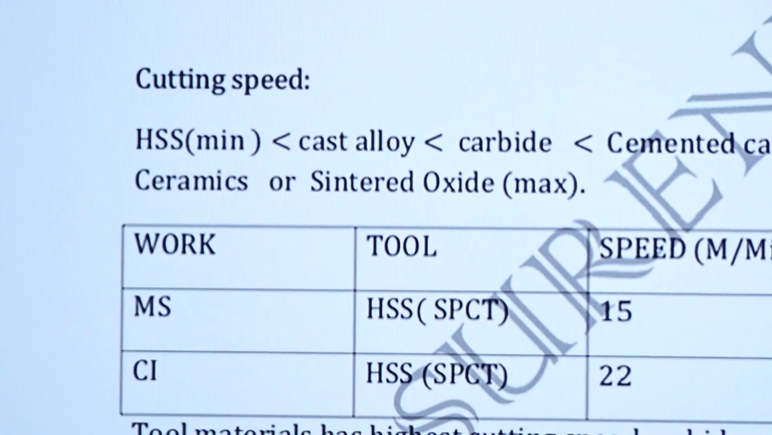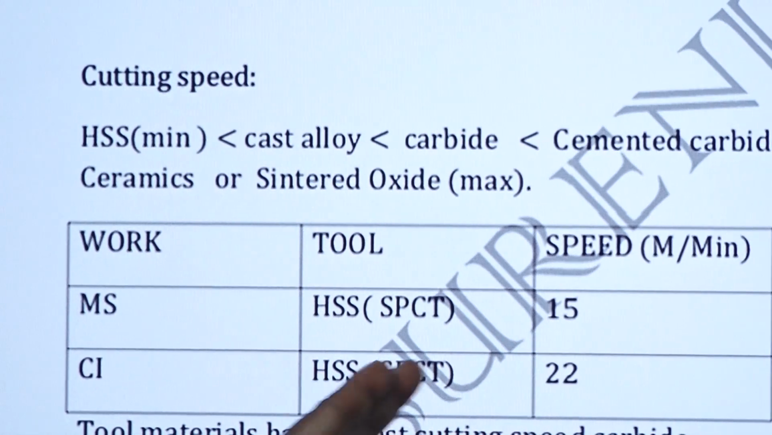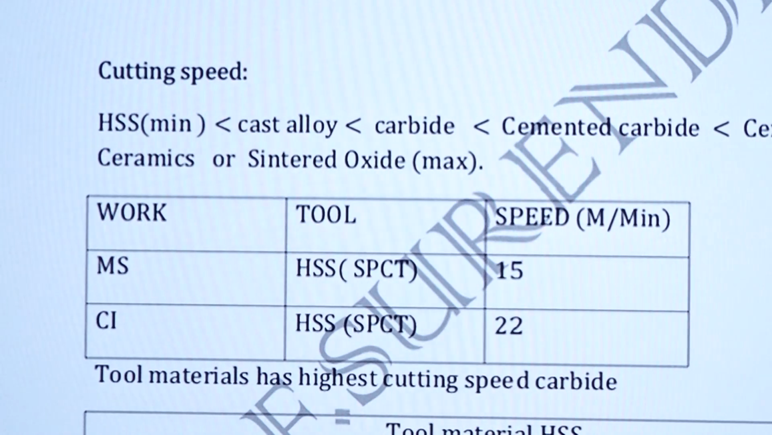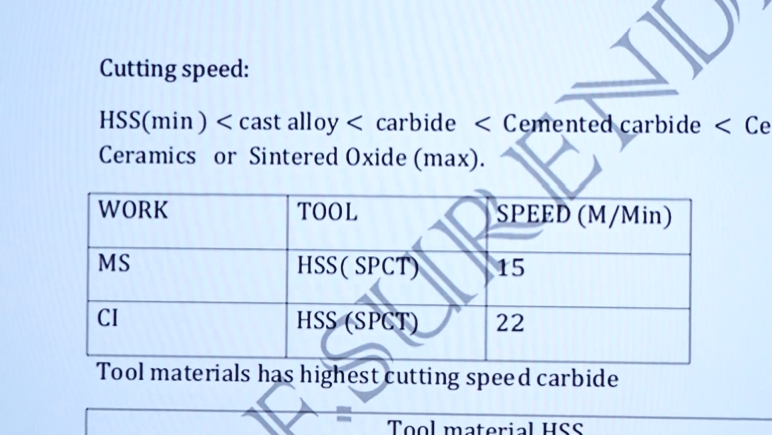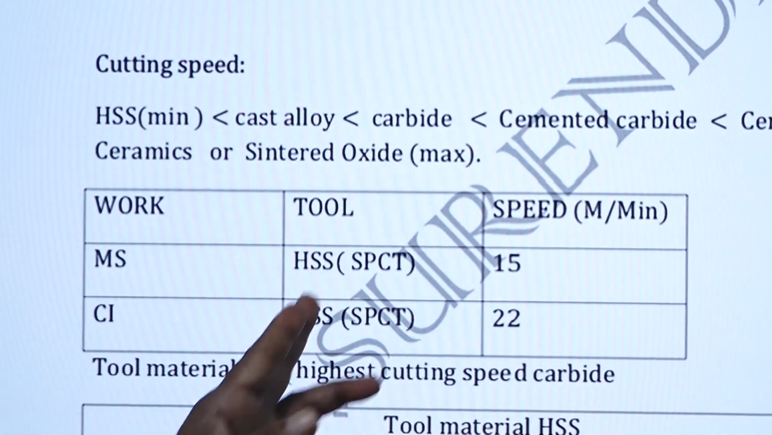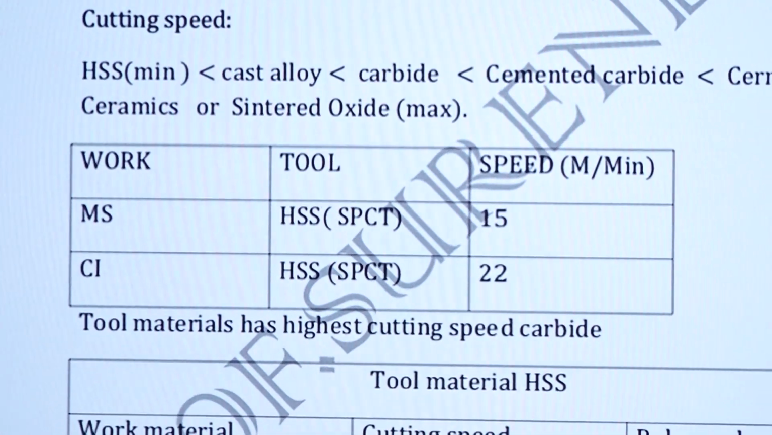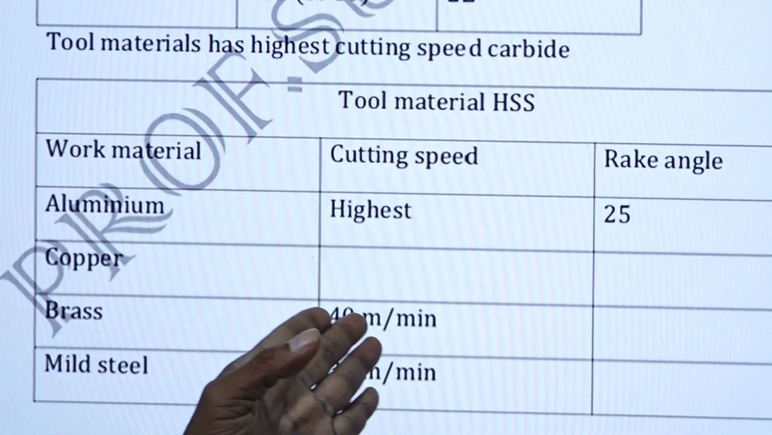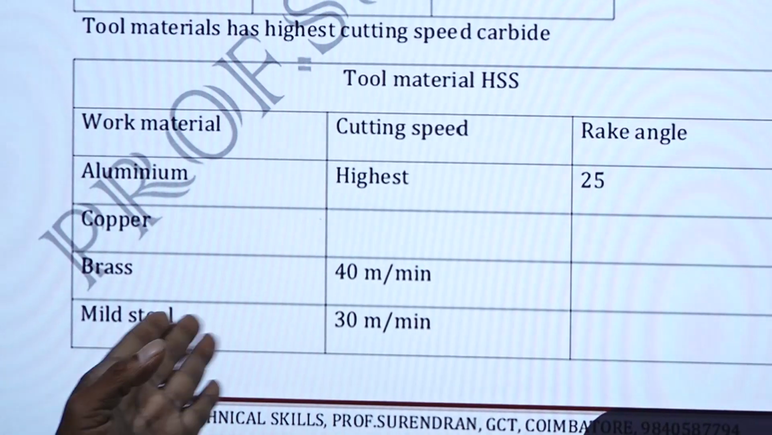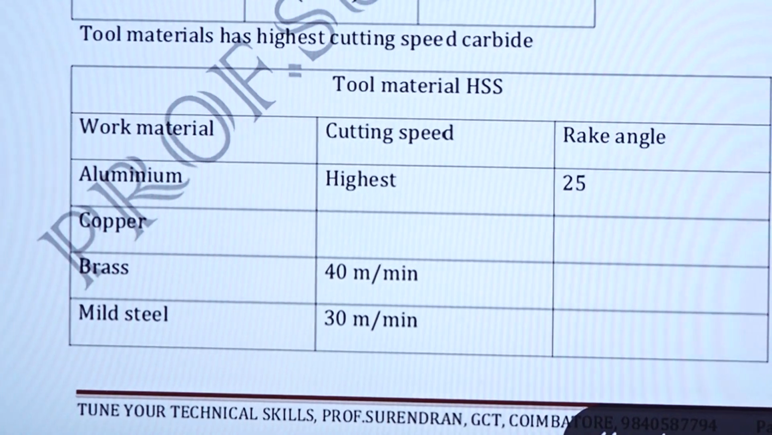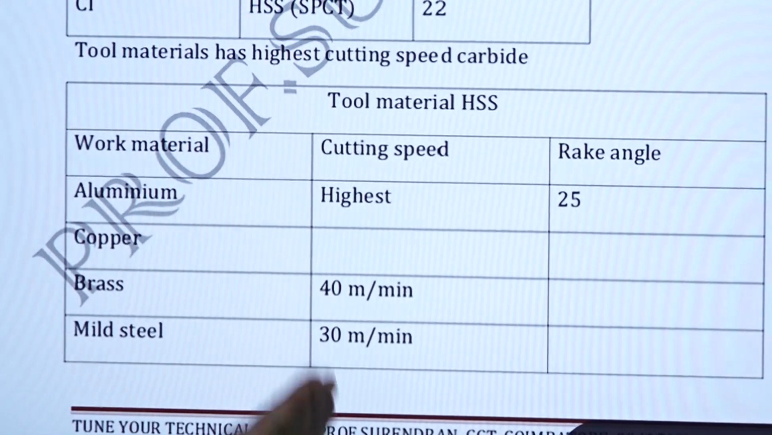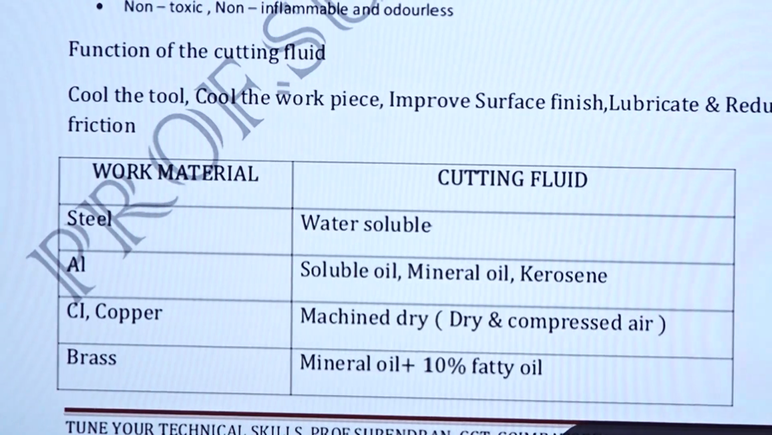So when we compare the cutting speed for mild steel with a single point cutting tool, it is 15 meter per minute, and cast iron is 22 meter per minute. So for cast iron, cutting speed is more compared to the mild steel. Ductile material, the cutting speed is here. You can do this for single point cutting tool too. Okay. So for tool material, aluminum, the rake angle is 25 degree. For brass, the cutting speed is 40 meter per minute. For mild steel, we are having 30 meter per minute. When you use the tool material for different work material, for the corresponding tool material, what are the cutting speeds? You have to remember these things.